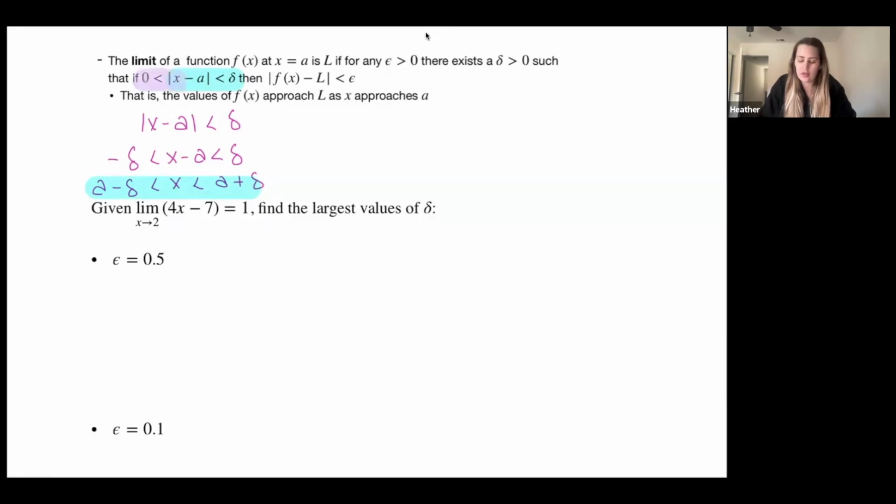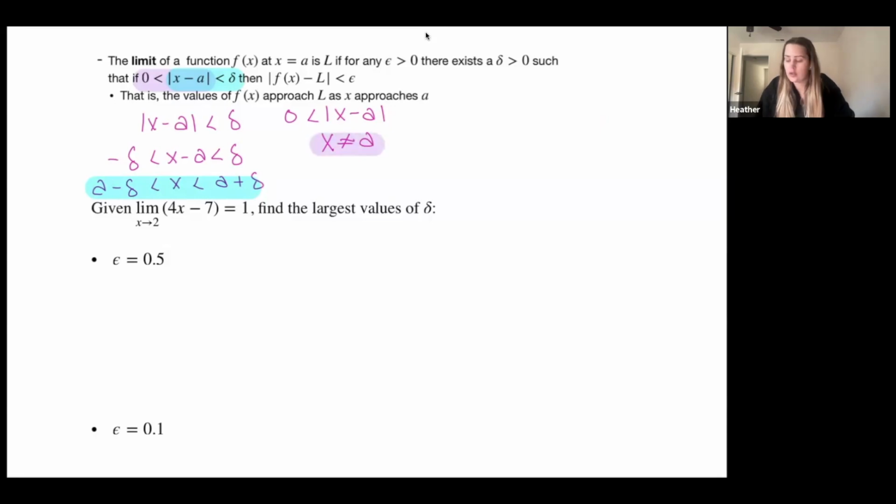So from the other side of this piece here, having that 0 is strictly less than the absolute value of x minus a, I do know that x is not equal to a, right? Because if x were equal to a, then it would be 0. So it can't be strictly greater than 0 and 0 at the same time, right?